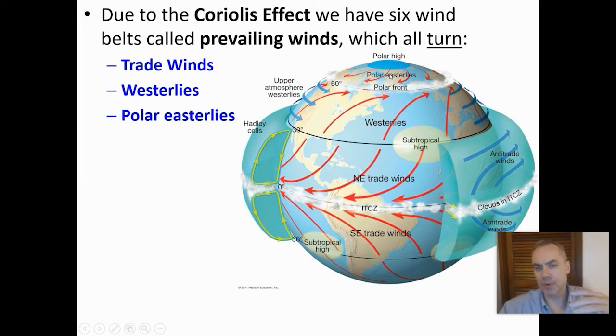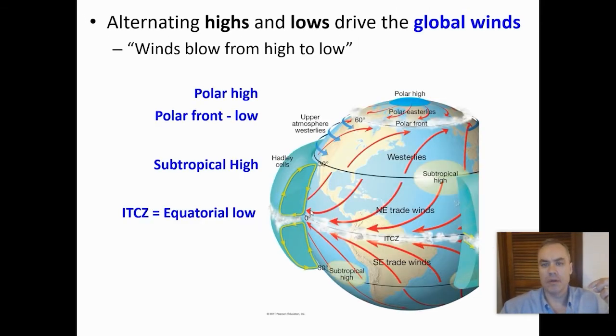I say approximately because they migrate up and down over the course of the year, but that's basically where their neighborhood is. And then there's a mirror image in the southern hemisphere. You have the southern trade winds, the southern westerlies, and the southern polar easterlies. The same thing, just going the opposite direction, because the Coriolis effect turns all these winds to the right in the northern hemisphere, and it turns all these winds to the left in the southern hemisphere.